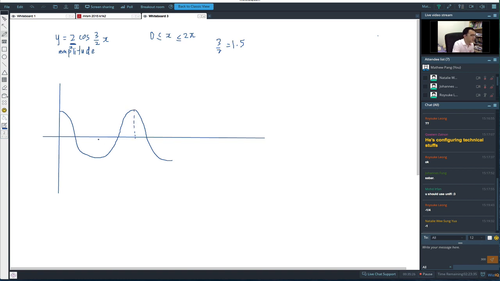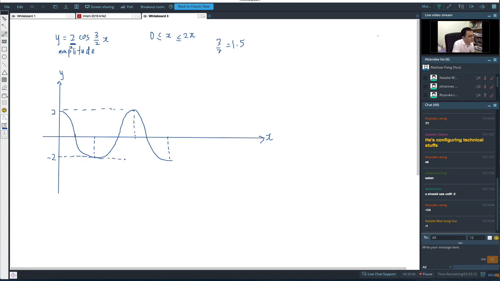Okay, so now you have some problem: you have to label the x-axis. Normally the y-axis is very easy because the amplitude is 2, so the y-axis is just 2 and -2. So you just make sure this one will be the straight line, the maximum here will be 2, and the minimum here will be -2. Okay, but then the difficult part is the x-axis.